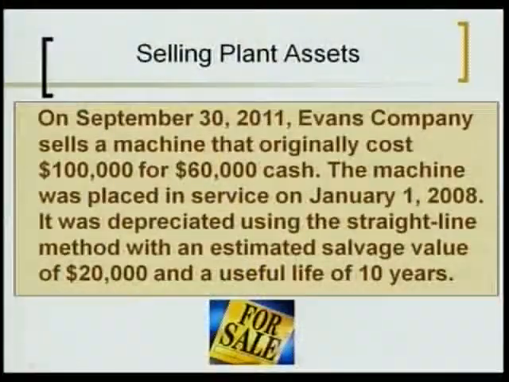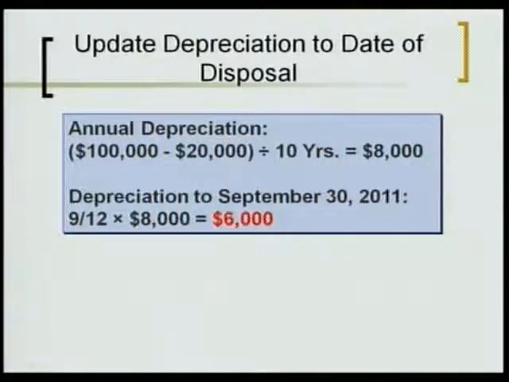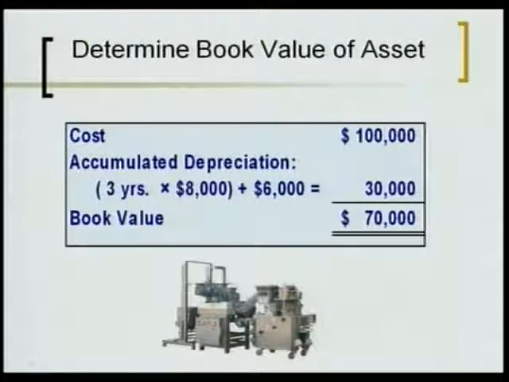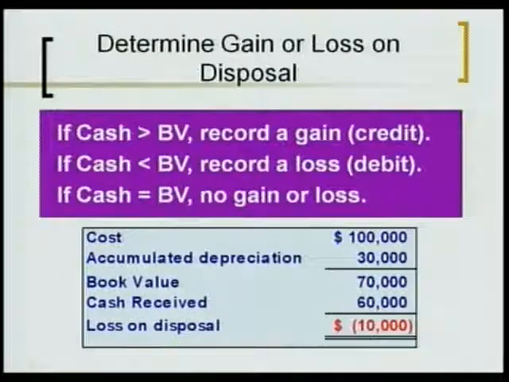Okay, questions on that? Okay, let's see how they did it up here. Now another way to think about it is to just compare the book value of the asset with the amount that was received, to see if there's a gain or a loss. In this case, the book value was $70,000. We received $60,000. So there's a loss of $10,000.